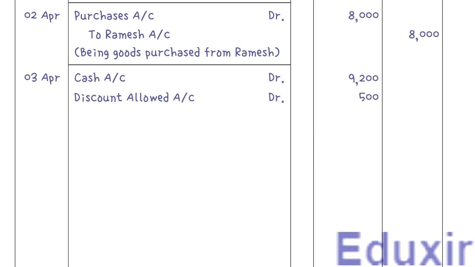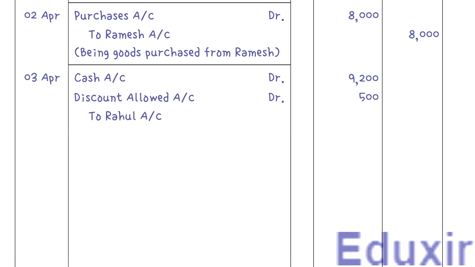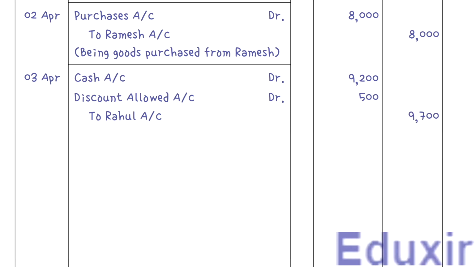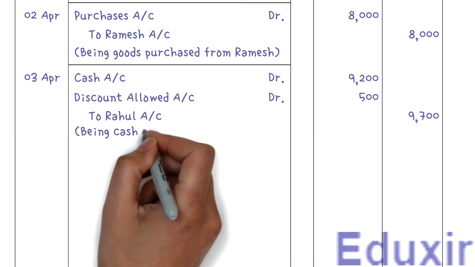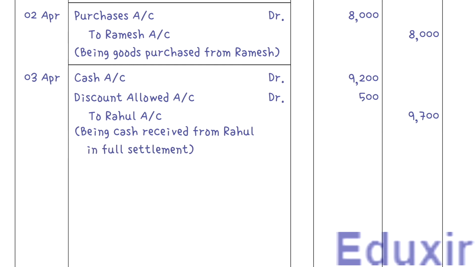Leaving a margin, let us record the Rahul account as the credit entry. Let us also record the credit amount of 9,700 rupees in the credit amount column. Let us now record the narration or description of this transaction, that is, being cash received from Rahul in full settlement. Let us now draw a line to mark the completion of generalizing of this transaction. With that, we have completed the generalizing of this transaction. Let us now take up the next transaction.